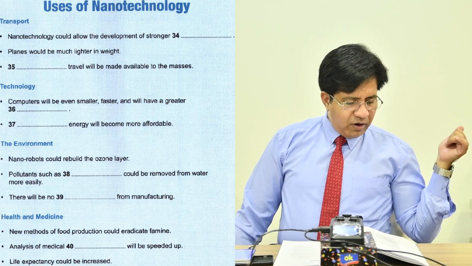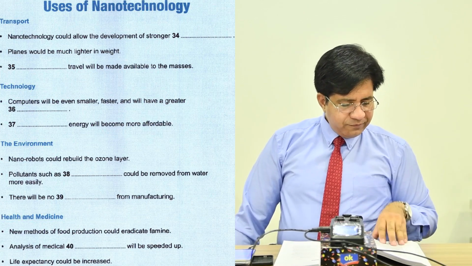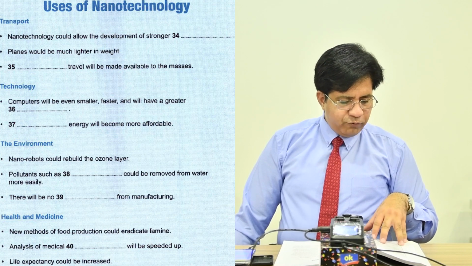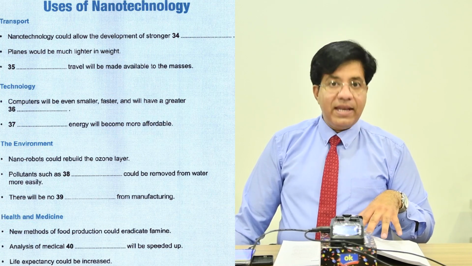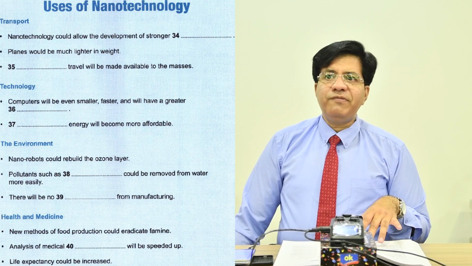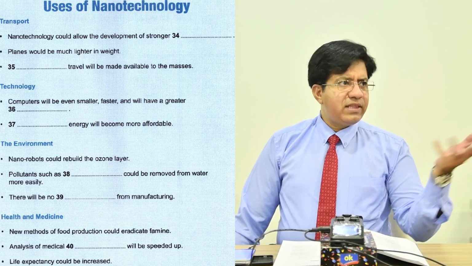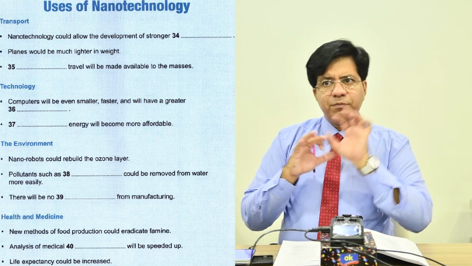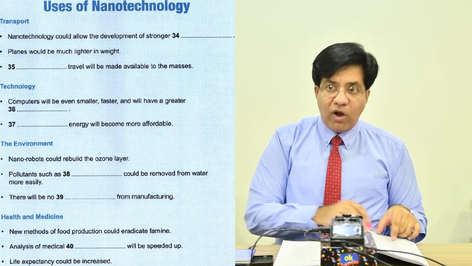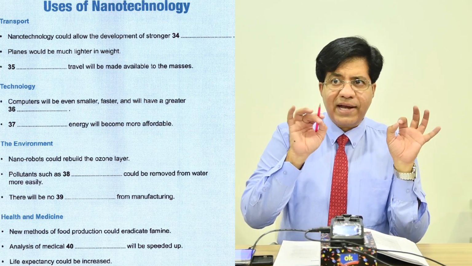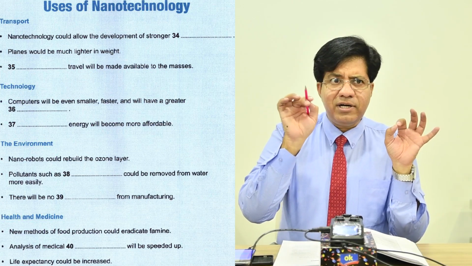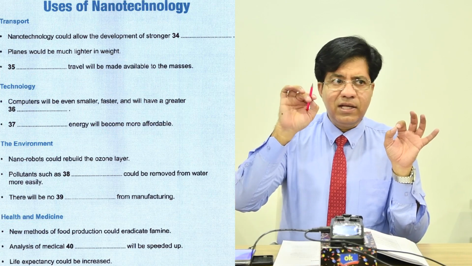Alright, question number 40. Health and medicine. First they said new methods of food production could eradicate famine. Underline famine. You know famine already, yeah? Whenever they talk about famine, it means audio has reached it. And by the way, you will not read this line. You will just look at the line and see any important word like aeroplane, plane, famine, and all that.